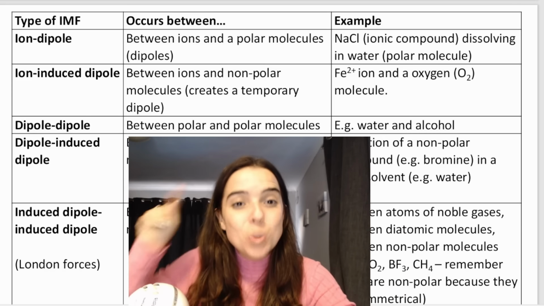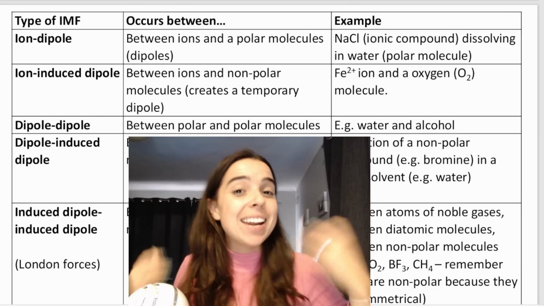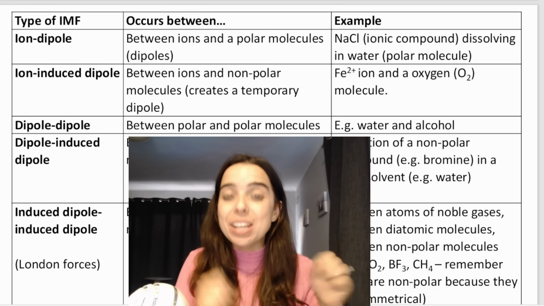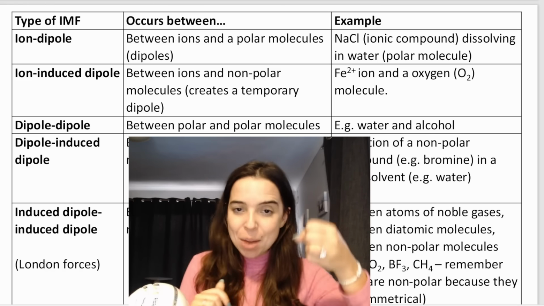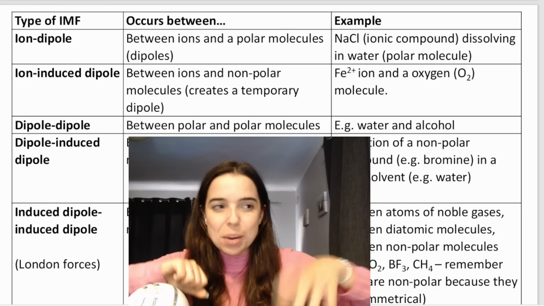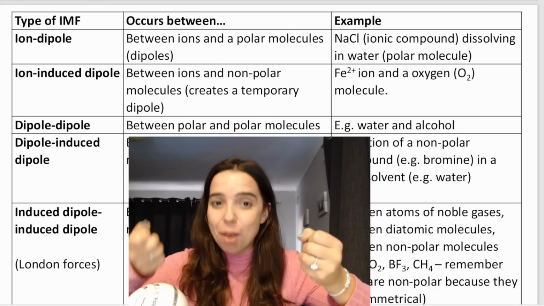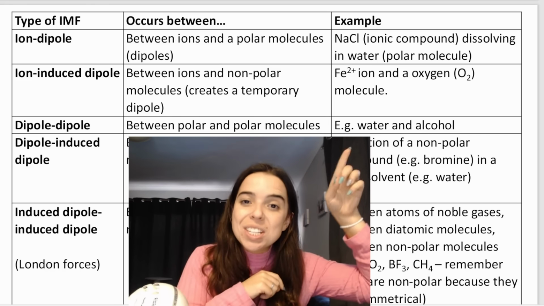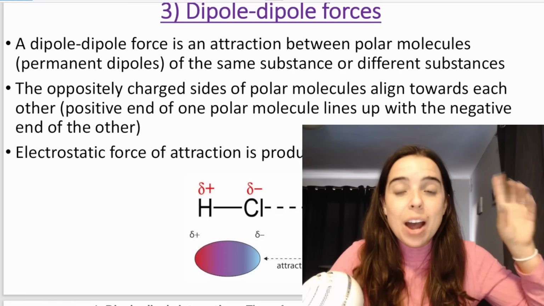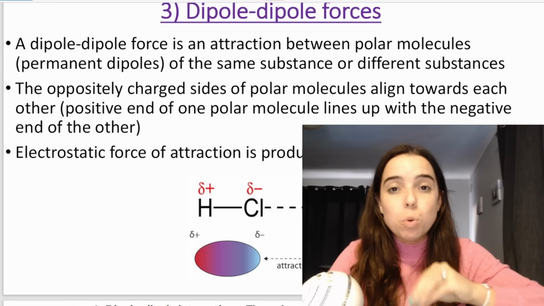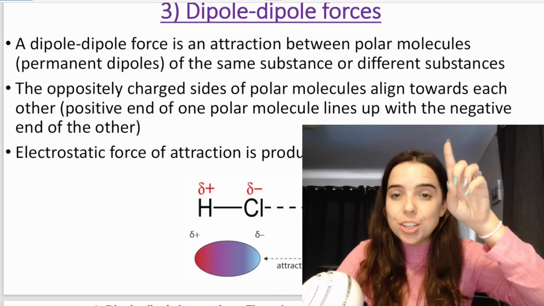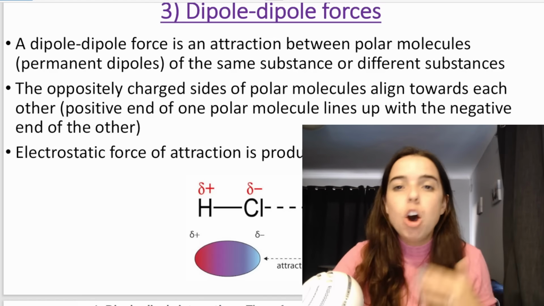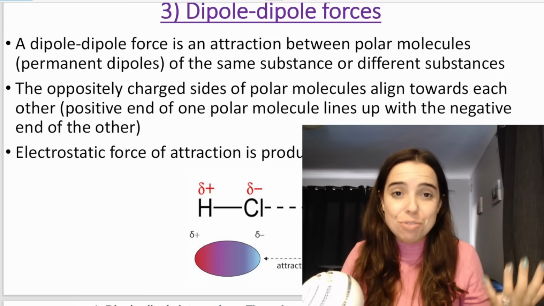Our next one is called dipole-dipole. And as we've mentioned already, a dipole is a polar molecule. So dipole-dipole means between polar molecule and polar molecule. My example here is water and alcohol. So I've got over here that a dipole-dipole force is an attraction between polar molecules. They have permanent dipoles of the same substance or different substances.